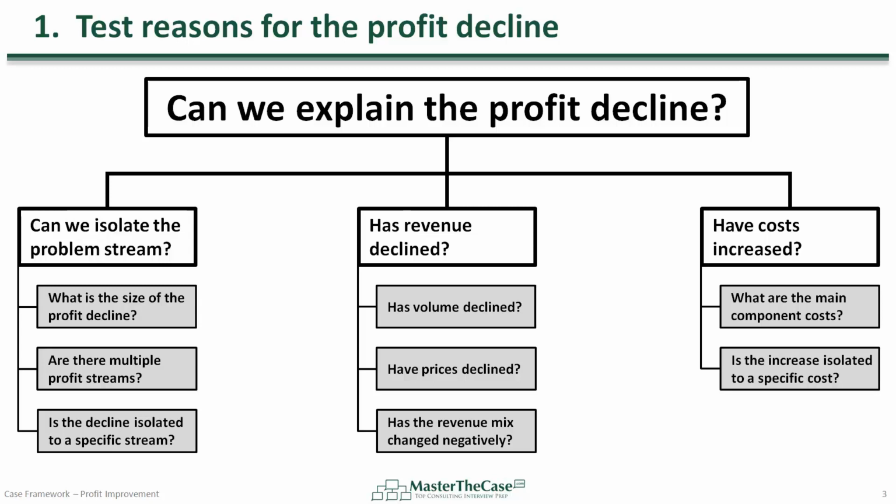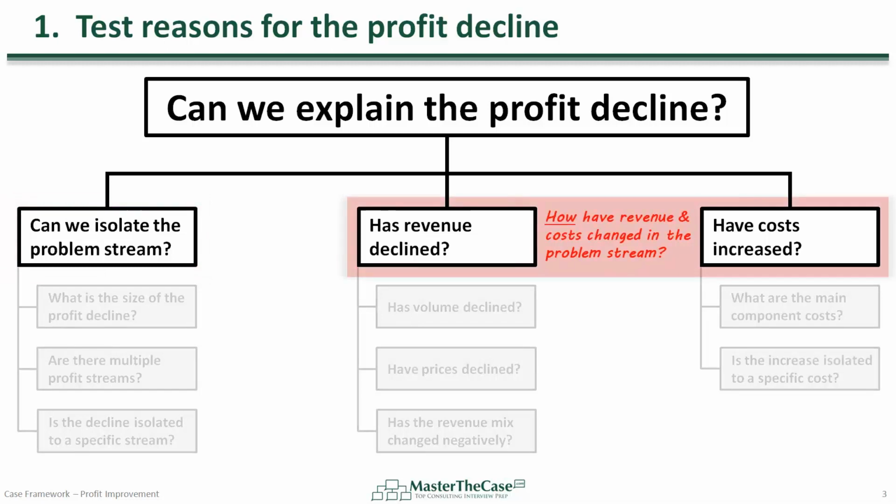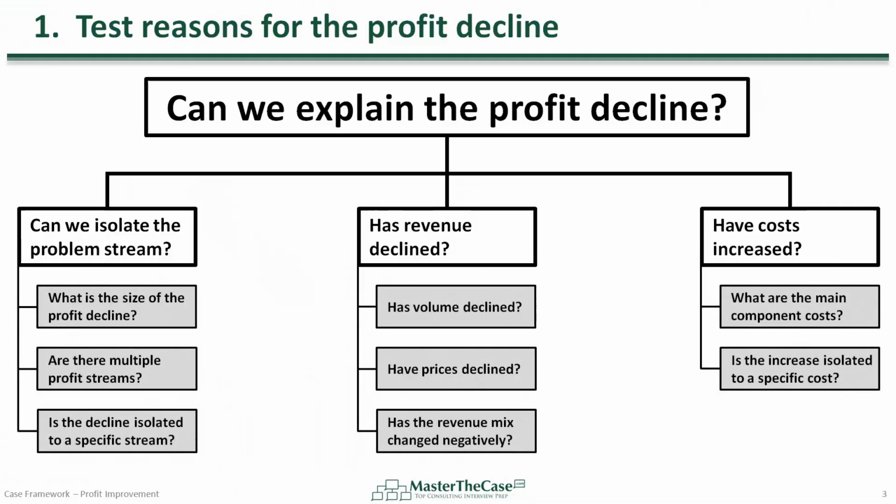So to summarize, testing reasons for the profit decline requires two drill-down analysis steps. One, isolating the problem stream. And two, determining how revenue and costs have changed in the problem stream, including identifying the underlying drivers. Based on this analysis, we will refine our initial hypothesis before moving to the next step. Specifically, we'll prioritize whether to focus on revenue or costs in order to improve profit.